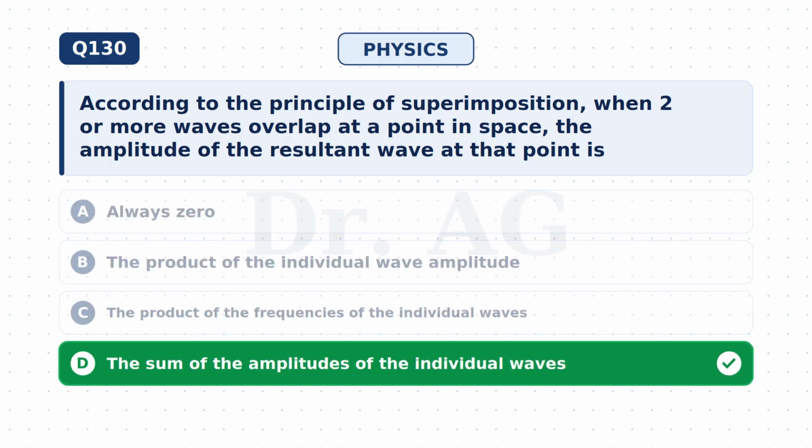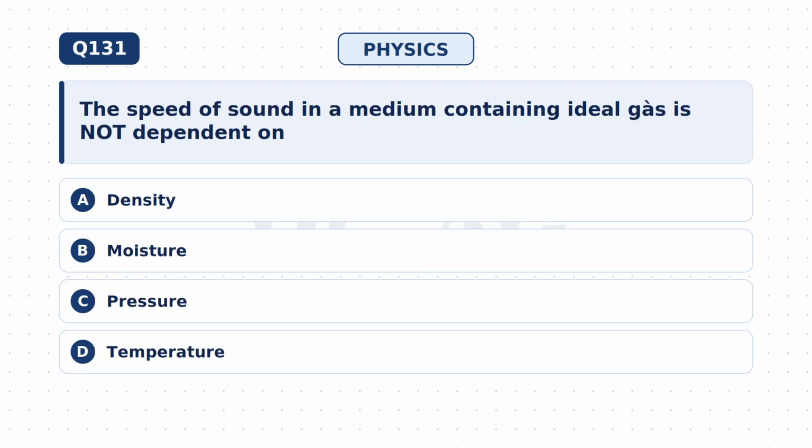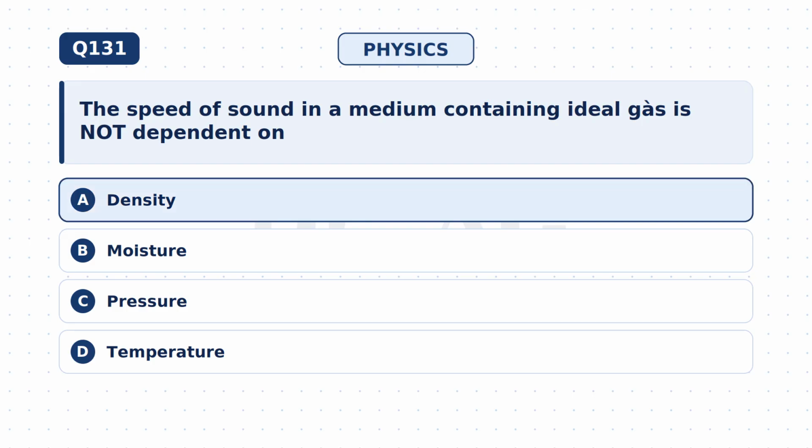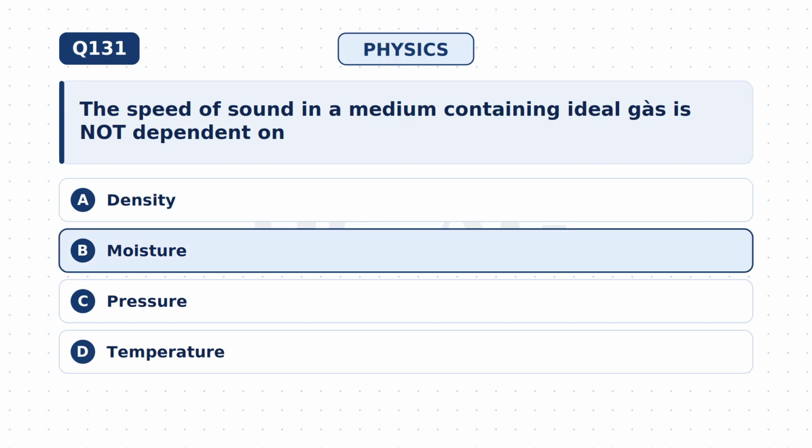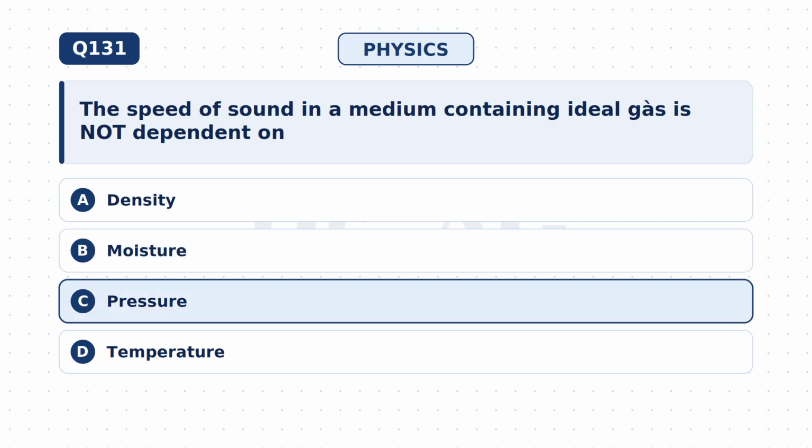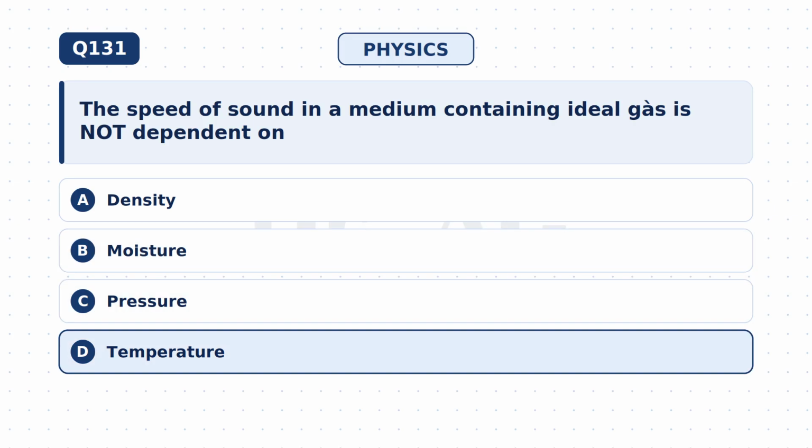The correct answer is D. The sum of the amplitudes of the individual waves. Question 131. The speed of sound in a medium containing ideal gas is not dependent on Option A. Density. Option B. Moisture. Option C. Pressure. Option D. Temperature.